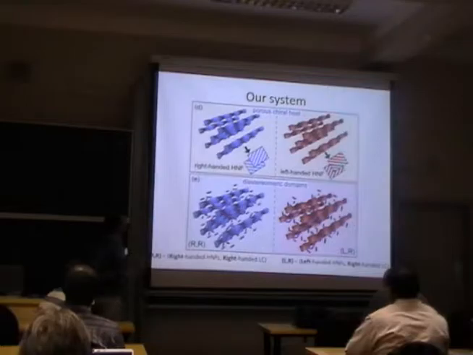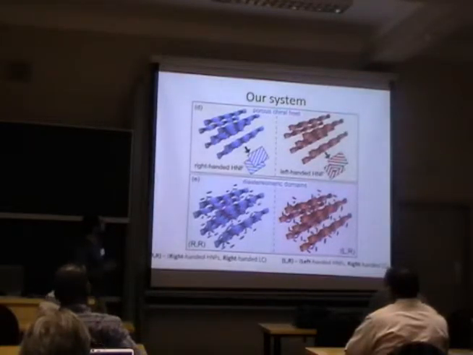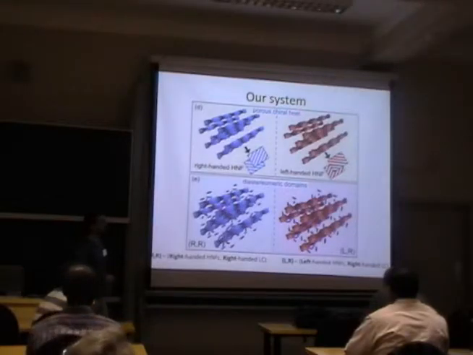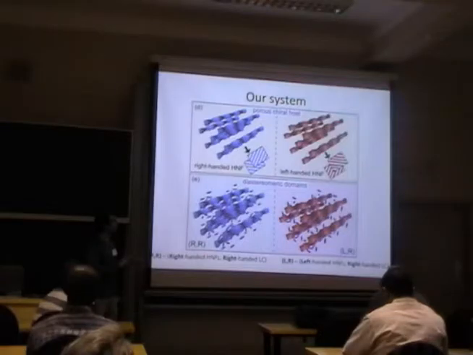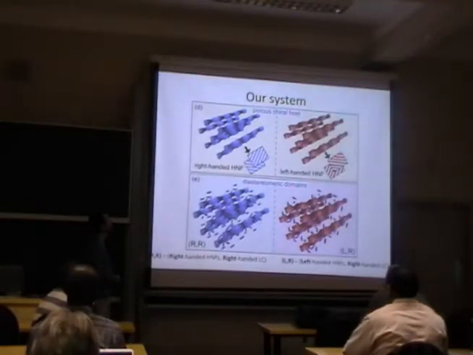So this is an overview of the system that we're studying here. When the B4 phase forms, we get this porous chiral host. So we have left-handed and right-handed helical nanofilaments, and the entire domains are left-handed and right-handed. And then we get these left-handed and right-handed twisted boundaries.